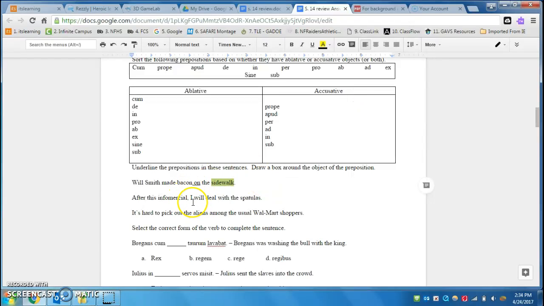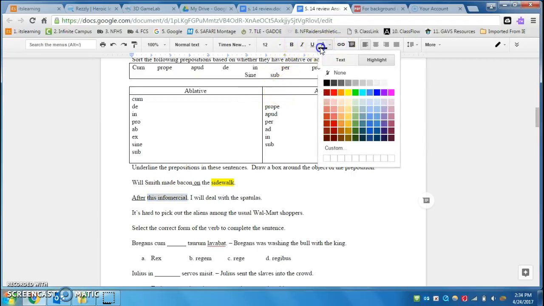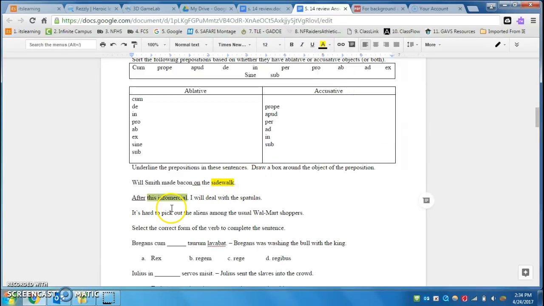Okay. After this infomercial, I will deal with the spatulas. All right. Here's our preposition. And infomercial. This infomercial is our object of the preposition. Whatever follows the preposition. It's hard to pick out the aliens among the usual Walmart shoppers. That one's difficult. It's not at the beginning. It's not at the end. There it is. We have among.